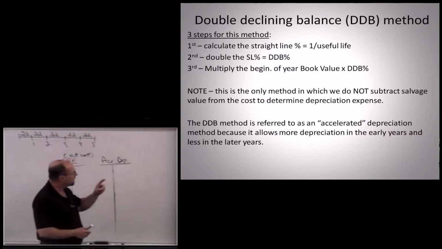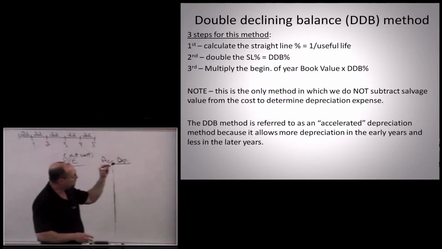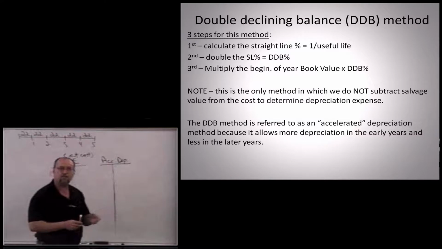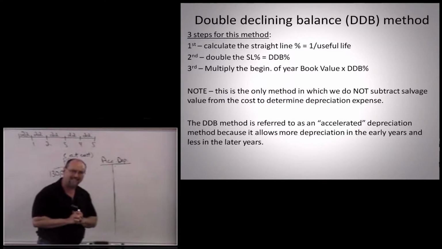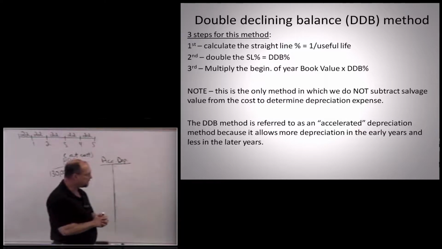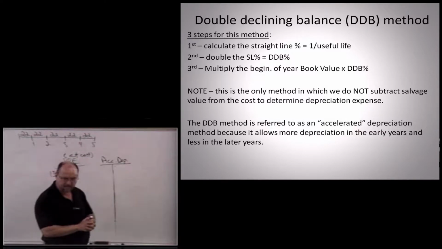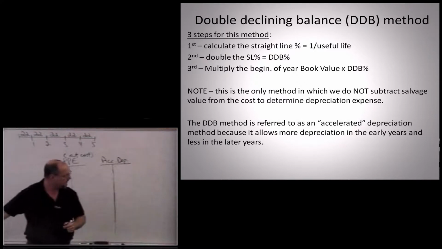Step 2, double the straight line percentage, and that'll give us what we call the double declining balance percentage, which in this case would be 40%. Okay? Each year, we're going to record 40% depreciation based on the beginning book value of the asset, and I'm going to show you the calculation next. Step 3, multiply the beginning of the year book value times the double declining balance percentage, which in this case is 40%.